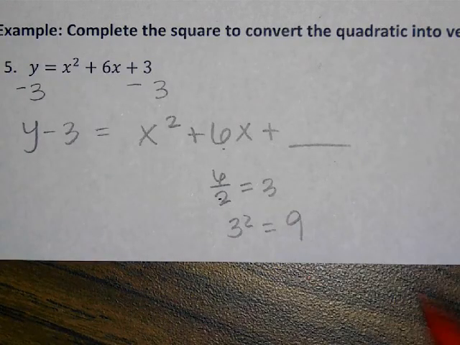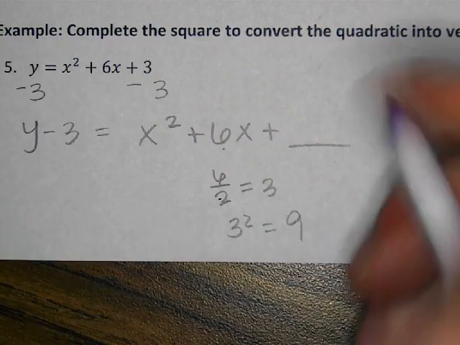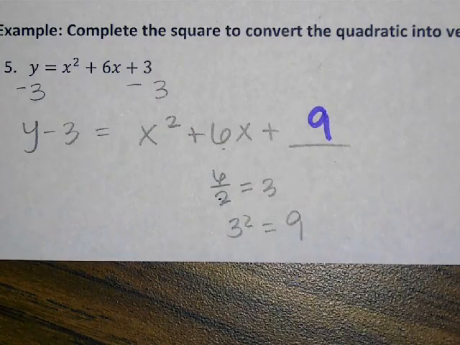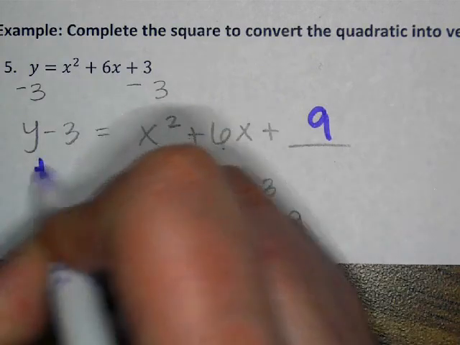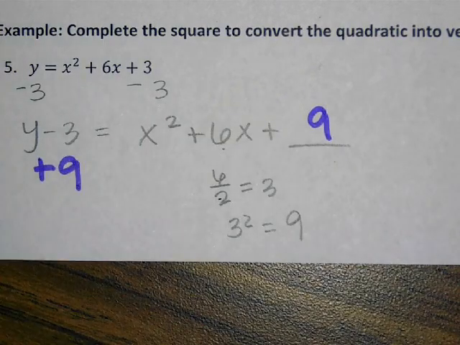Okay, now I'm going to do this part in a color, so hopefully we don't forget it. So 9 is the number that goes in the blank. Now I am adding 9 to the right side of the equation. So what do I need to do to the left side to keep this equation balanced? I need to add 9 to the left side as well. So if I add 9 to the right side, I need to add 9 to the left side.